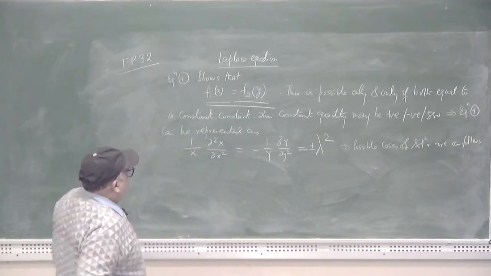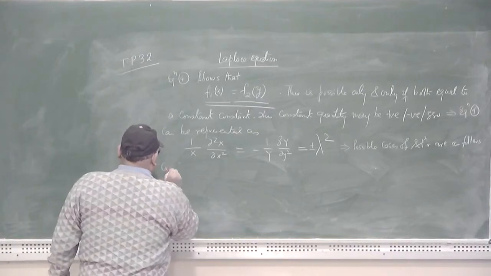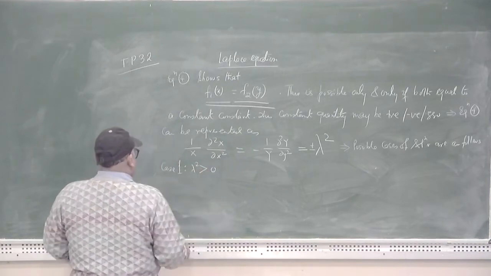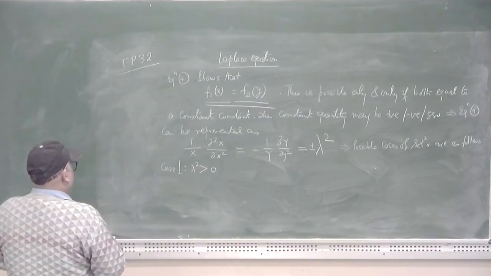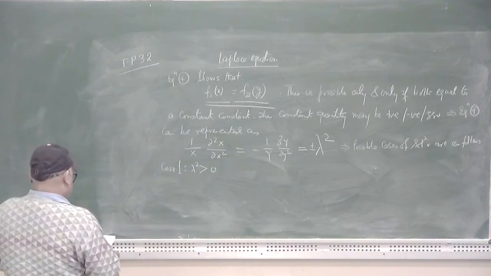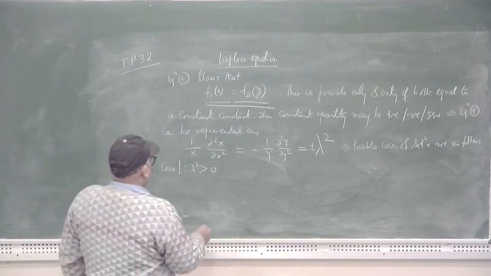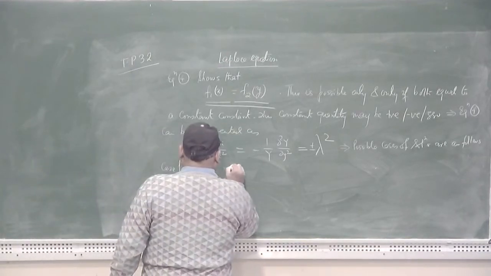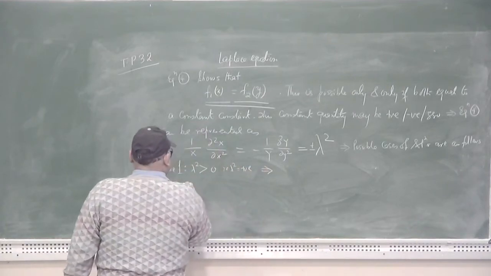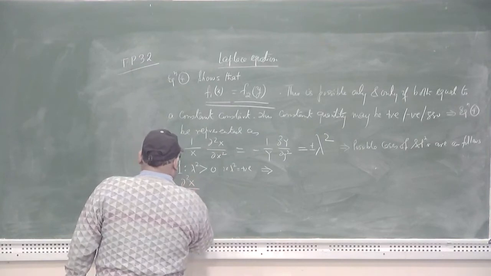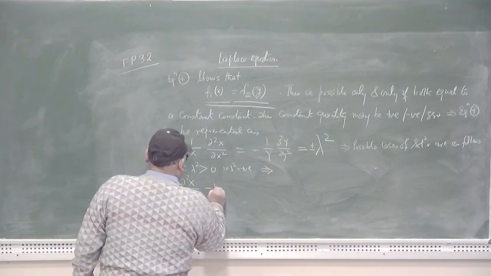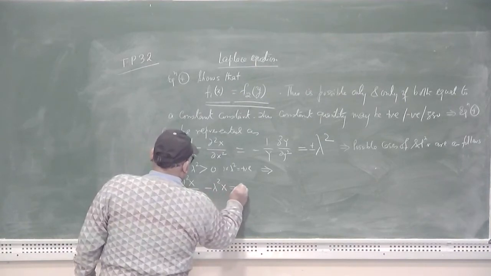Now, case number 1 is lambda square greater than 0. That is, lambda square is positive. So, this equation can be given as d2X by dx2 minus lambda square X equal to 0.